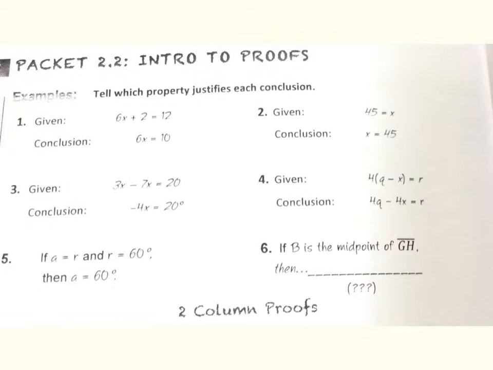Here we're going to justify each property. In other words, we're going to say what just happened. So in order to go from 6x plus 2 equals 12 to 6x equals 10, we notice that we're losing a 2. So what just happened? We subtracted 2 on each side. What property justifies that? We'll say the subtraction property of equality.